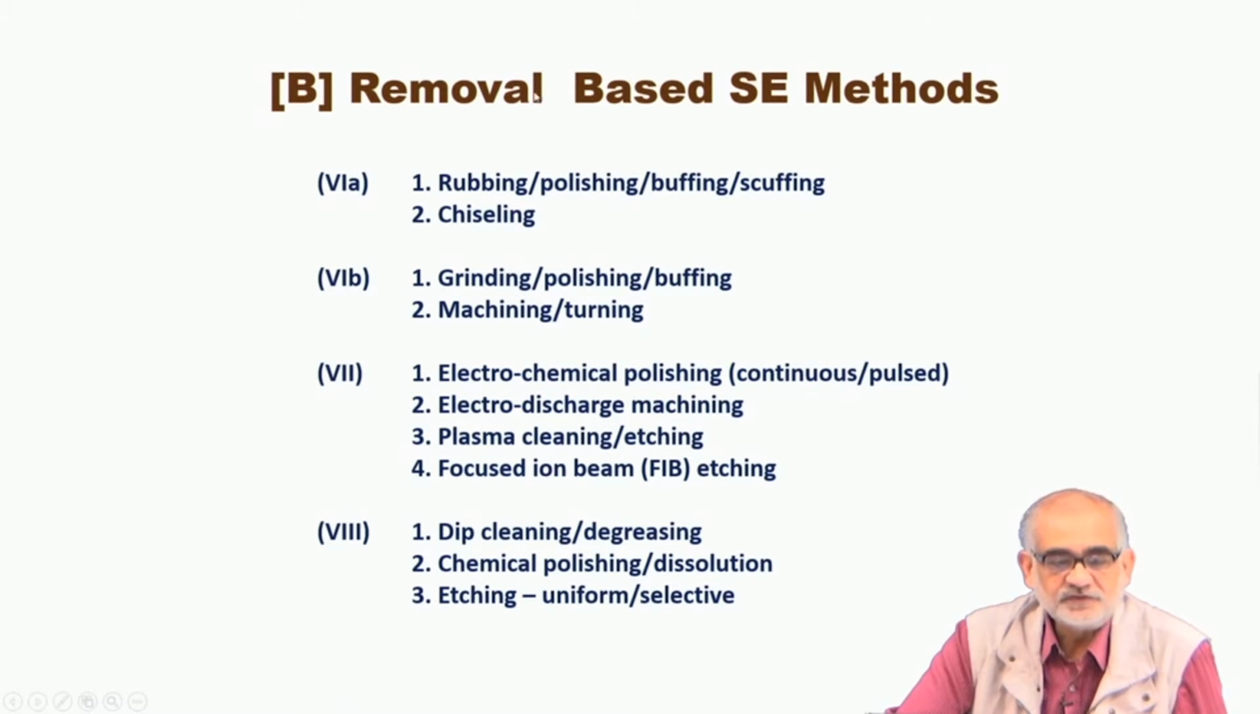Now, removal based surface engineering methods can also employ electrochemical means. So, for example, it can be simply electrochemical polishing or removal from the surface, electropolishing. Either it can be continuous or it can be through pulsed mode. We can do electrodischarge machining. Similarly, we can do plasma cleaning and etching. We can do focused ion beam etching and so on and so forth.